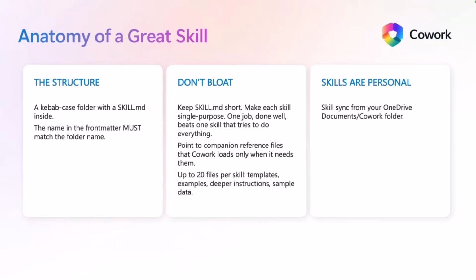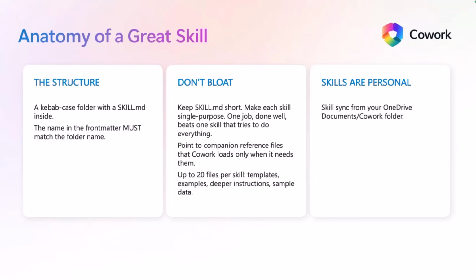So what makes a good skill, though? That's just, in a nutshell, what a skill is. It's a markdown file. Great, we get it. But really the main things are the structure. A lot of times skills fail because the folder name doesn't match the actual skill name, because the name of the folder and the name of the skill need to match. And the other thing is bloat. I really recommend keeping your skills as short as possible and making them single purpose. Don't try to make one skill to rule them all. Really focus on one job, do that one job well, and then reference other skills.